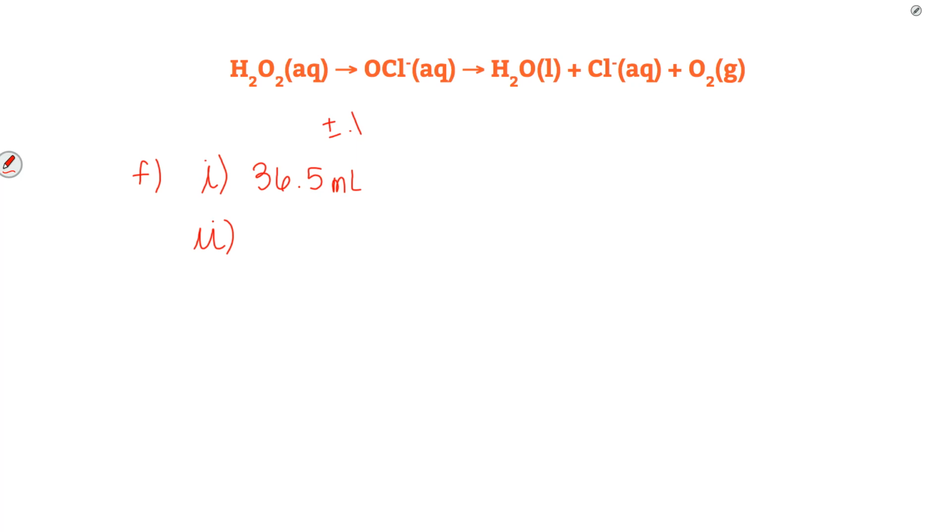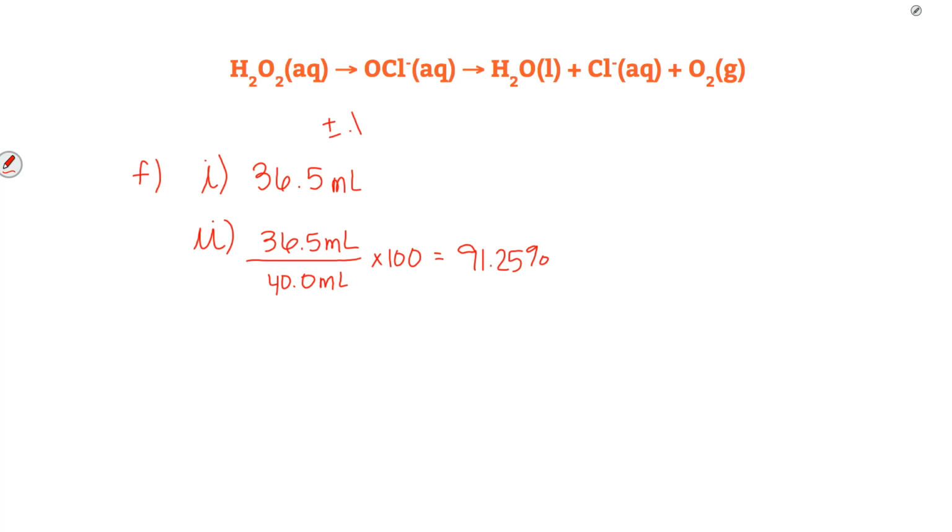Okay. Part 2 is asking, assuming that all the gas in the tube is O2, calculate the percent yield. So this is going to be actual over theoretical times 100. So we actually collected 36.5 milliliters. We were theoretically, with our stoichiometry, supposed to collect 40. To get it to a percentage, we multiply by 100. So we had a 91.25% yield. That's pretty good.